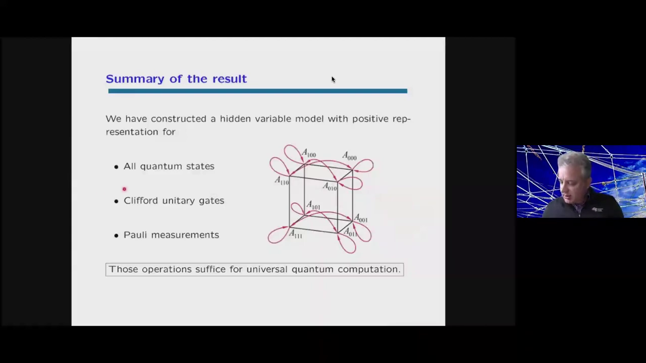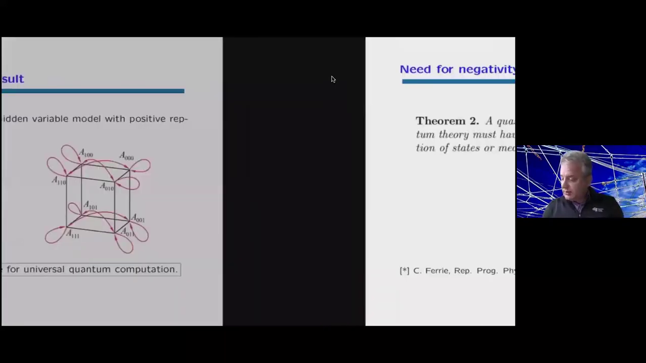The operations are restricted. You cannot do all gates. You cannot measure everything you want. You can only do Clifford gates. You can only do Pauli measurements. However, this package suffices for universal quantum computation. So those restrictions do not show up phenomenologically. So what we say is we have a hidden variable model for all quantum mechanics in finite dimension. Okay, so that's what the result is.